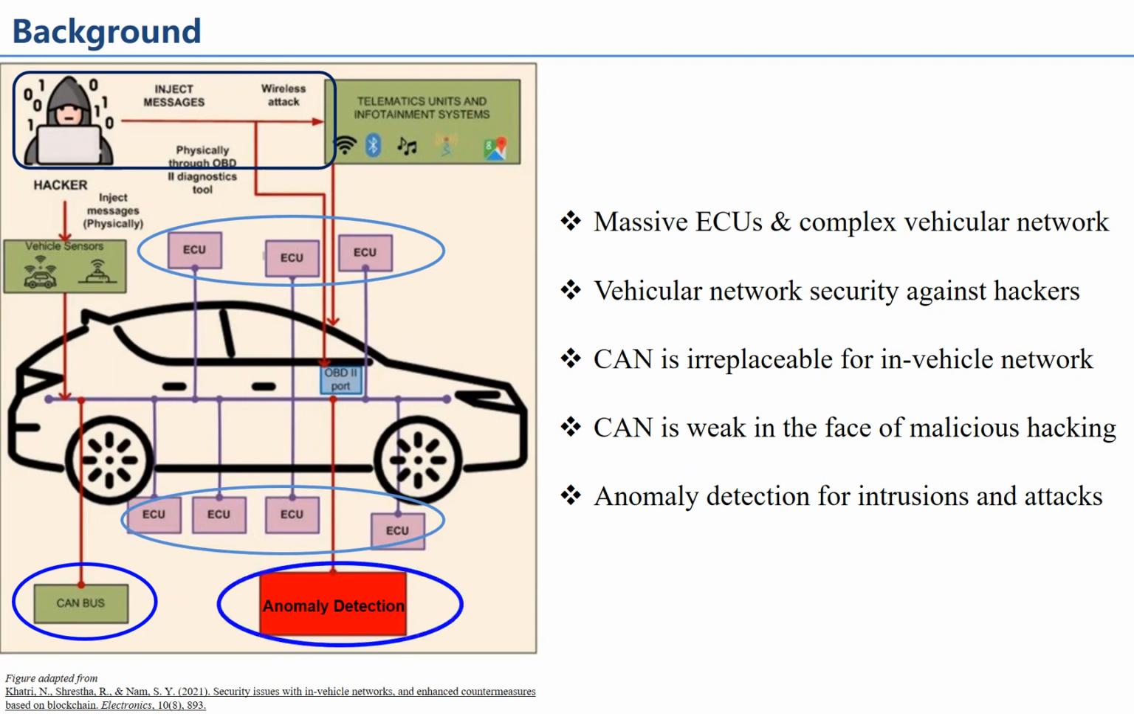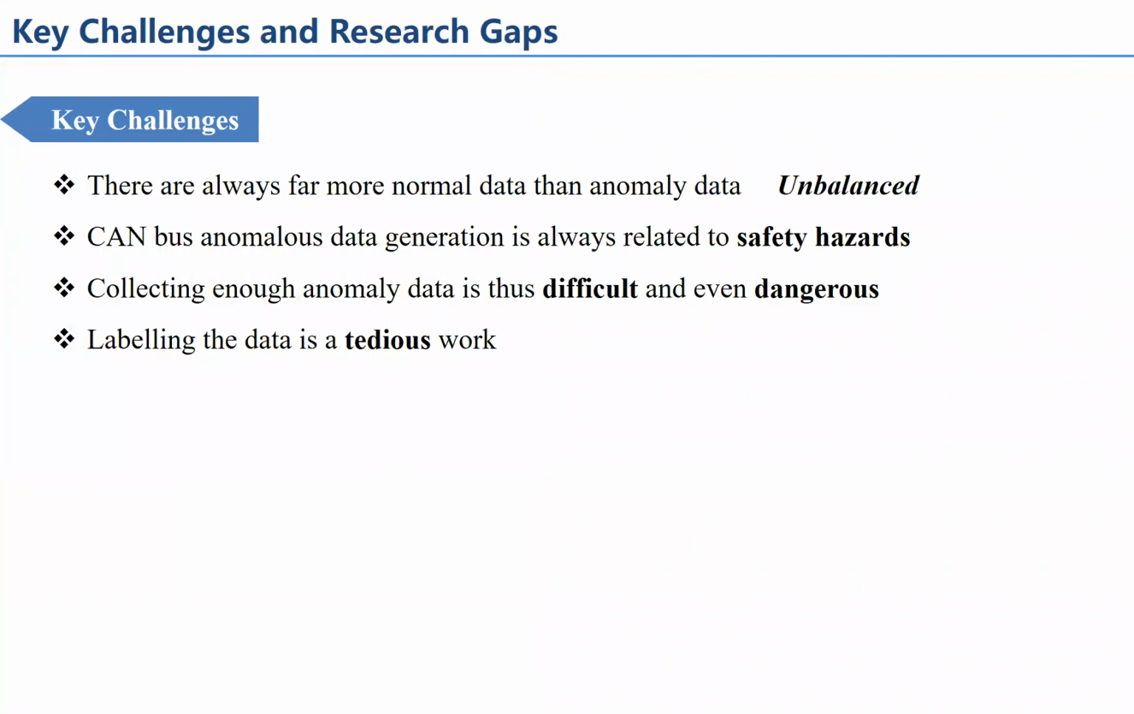In the past few years, various anomaly detection algorithms have emerged to identify potential intrusions and attacks. Key challenges and research gaps in this field: in general, there is always far more normal data than anomalies, and in the real world, CAN-based anomaly data generation is always related to safety hazards, which makes it difficult and even dangerous to collect enough anomaly data. Also, labeling the dataset would be tedious work. Therefore, it would be more suitable to utilize unsupervised or semi-supervised methods to tackle the problem.